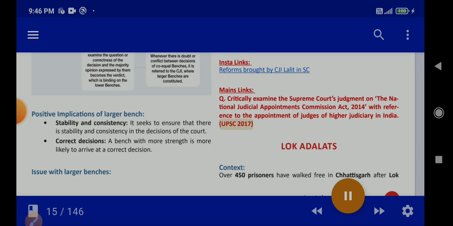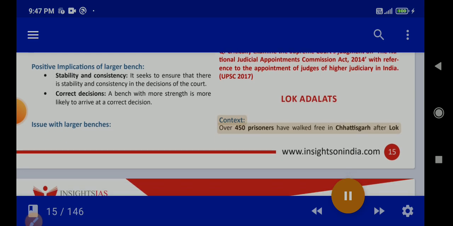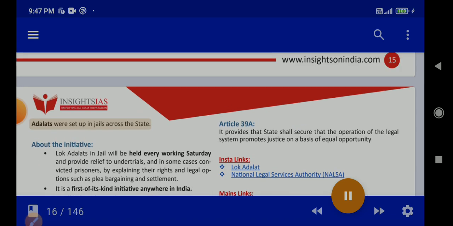UPSC 2017. Lok Adalats. Context: Over 450 prisoners have walked free in Chhattisgarh after Lok Adalats were set up in jails across the state.